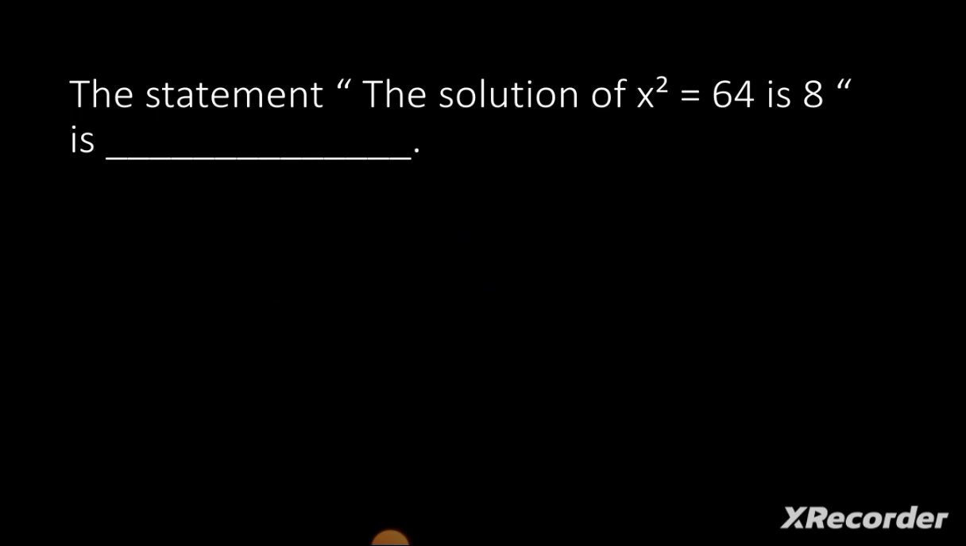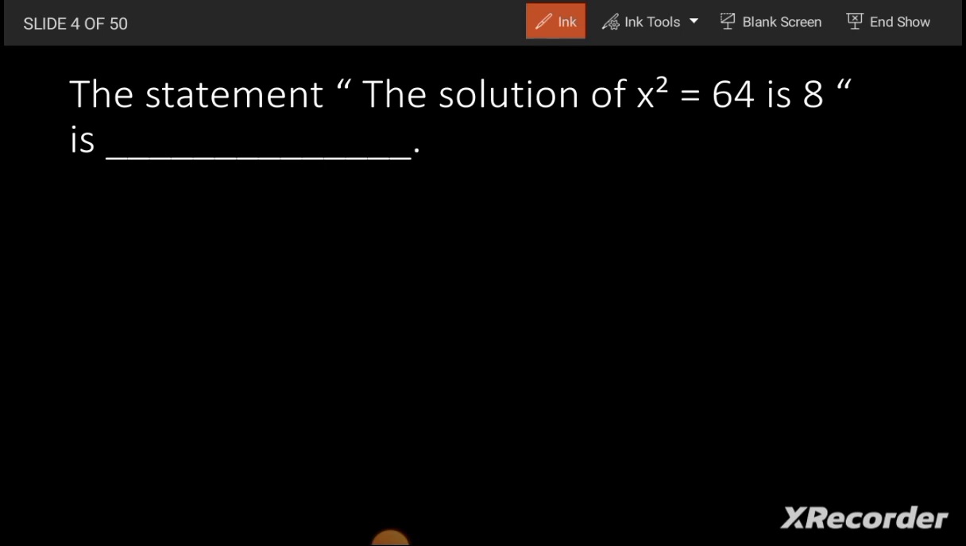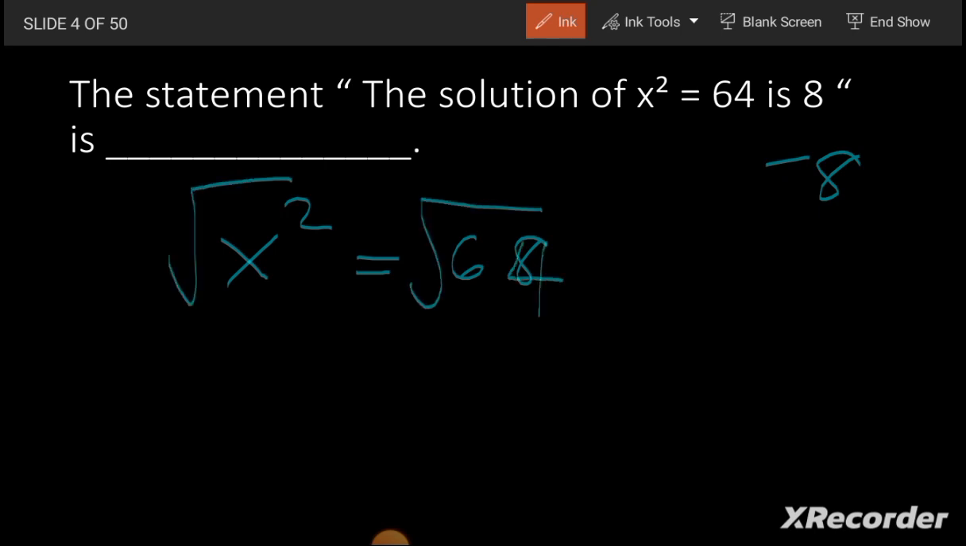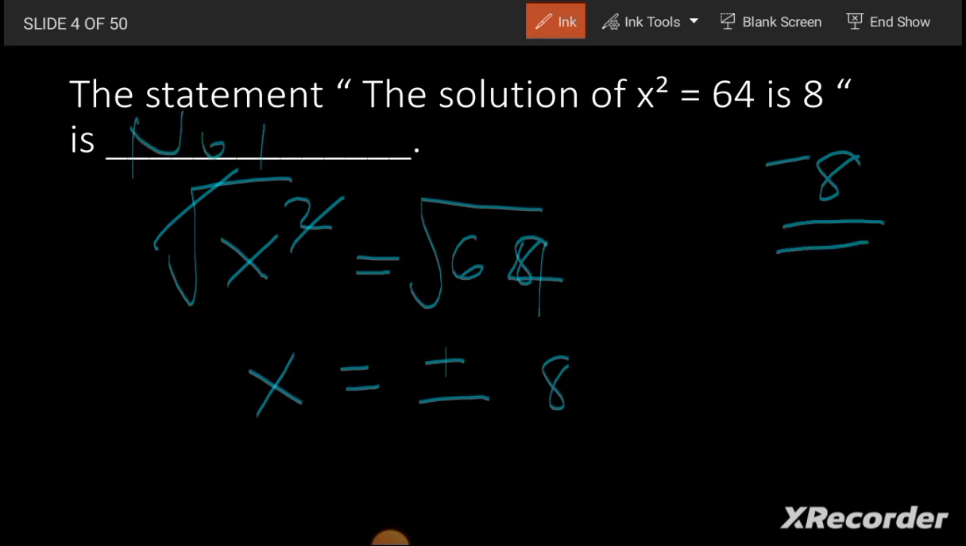Next question. The statement "the solution of x squared equals 64 is 8" is not true, because aside from positive 8, there is another solution for x squared equals 64, and that is negative 8, because if we extract the square root of both sides and solve the roots of this quadratic equation, x is equal to positive and negative the square root of 64, which is positive and negative 8. So this is not true.